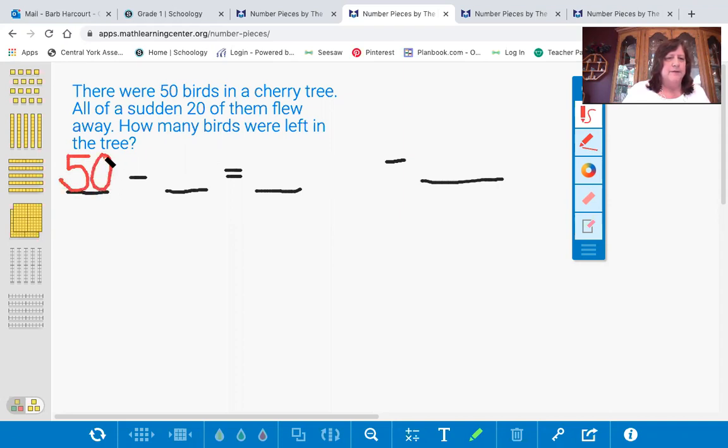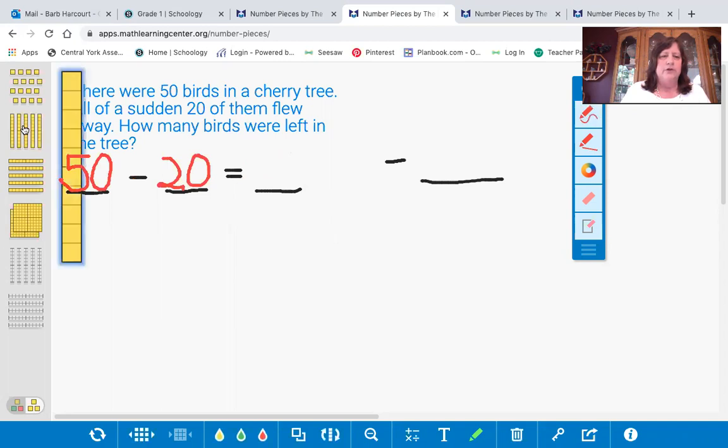Out of those 50 birds that were in the cherry tree, 20 of them flew away. So we have our problem. We're trying to find the difference between 50 and 20. 50 minus 20 equals what? But first, we want to show our work.